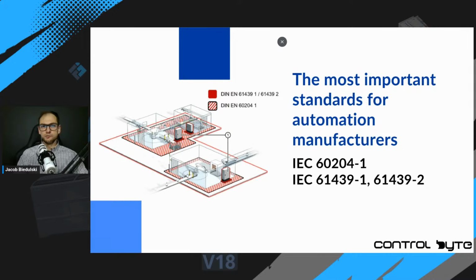In our course, we use international standards, okay? I will send you once again a link to our course. In the Automation Basics course and Electrical Diagrams reading, we base on the two main standards, IEC 60204 Part 1 and IEC 61439 Part 1 and Part 2.